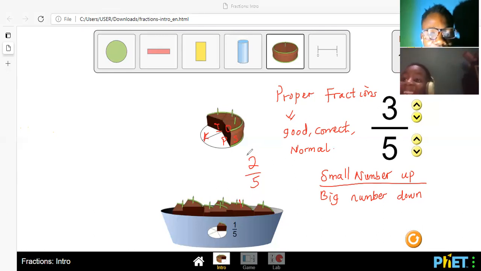Okay, so let me ask you, is this a proper fraction or an improper fraction? This fraction here. Proper. Proper, good. Why is it proper? Because the denominator is down and the numerator is up. That's not the only reason. The numerator is always up. The denominator is always down. Look at it again very well. Look at it carefully.